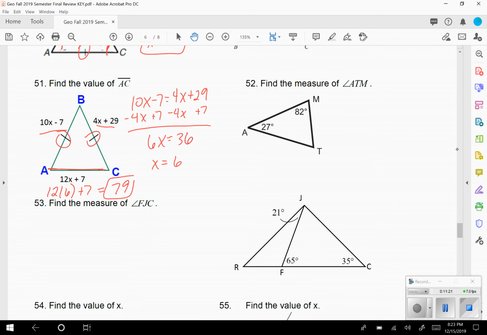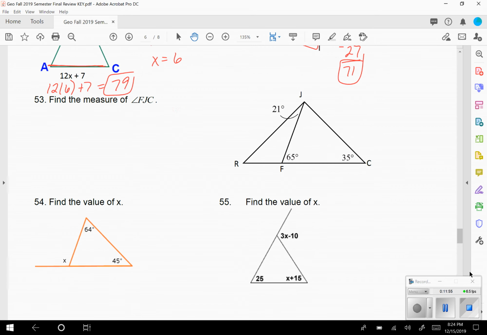All right, 52. Find the measure of angle ATM. Remember, T would be at the corner there, so ATM, we're trying to find that angle there. The three angles of a triangle have to add up to 180. So we have 180, just take away 82. That gives you 98, and then take away 27, and you get 71. So the missing angle is 71 degrees.